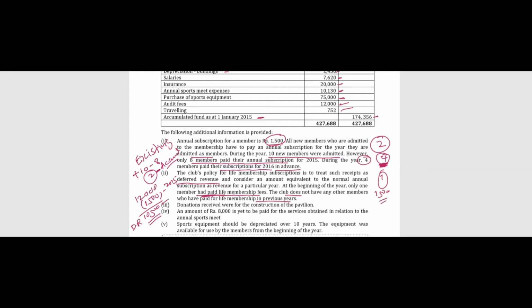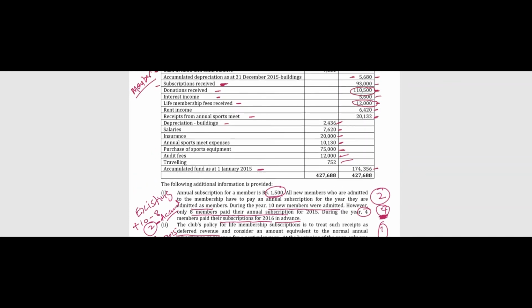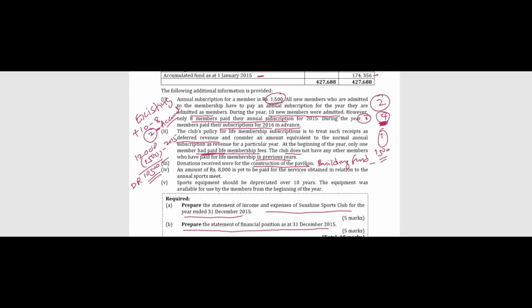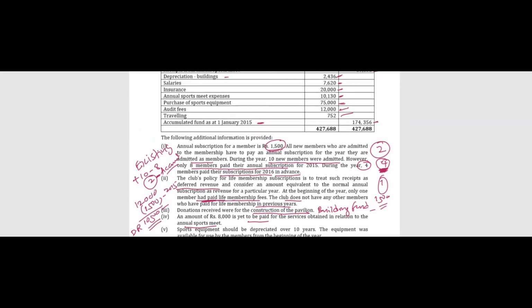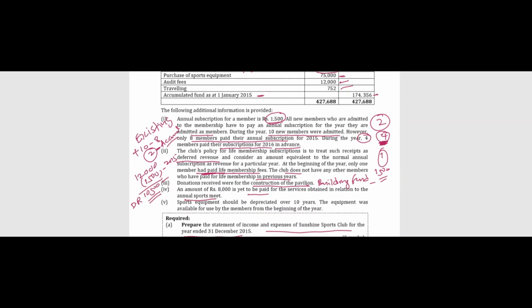Then next one is donation received were for the construction of the pavilion. So this is to construct a pavilion. So until it is done, the donation amount, how much is the donation amount? 110,500. So will be shown as a building fund. So this is the building fund. An amount of 8,000 is yet to be paid. It's a payable amount for the services obtained in relation to the annual sports meet. So annual sports meet expenses are given 10,130. In addition to that, they have to pay 8,000 not yet paid. So therefore, this amount is a liability in the balance sheet.